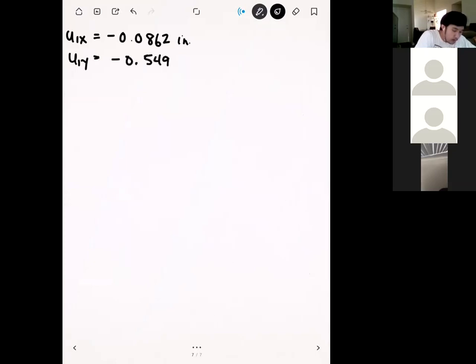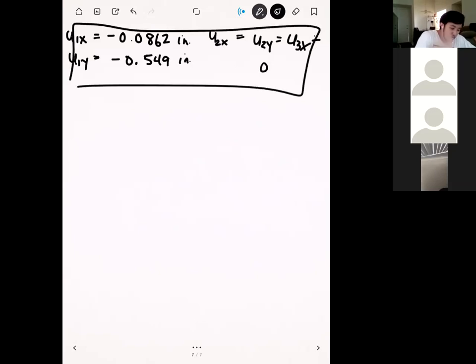Okay, so let's go ahead and finish this up. If you solve for this solution, you get the following. So you get u1x is equal to minus 0.0862 inches, and u1y is equal to minus 0.549 inches. Since all the other nodes are on the Dirichlet boundary condition, we can just say that they're all equal to 0. And there's our solution.